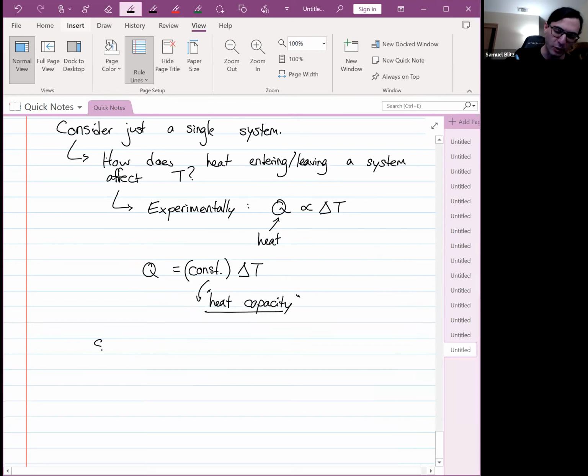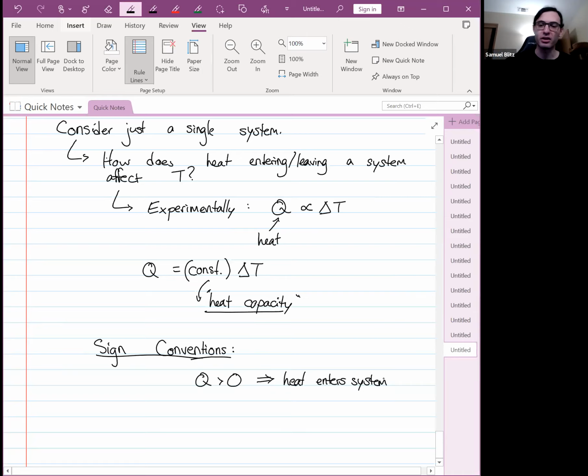But before we can continue, we need to talk about sign conventions, because implicit in this formula that I just gave you are sign conventions. What if the final temperature is lower than the initial temperature, i.e., what if delta T is negative? Does that mean that Q is negative? Yes, that's exactly what it means. Q being positive means that heat is entering the system. This is a convention that we've decided. So we say that the heat is positive when the energy is entering the system.